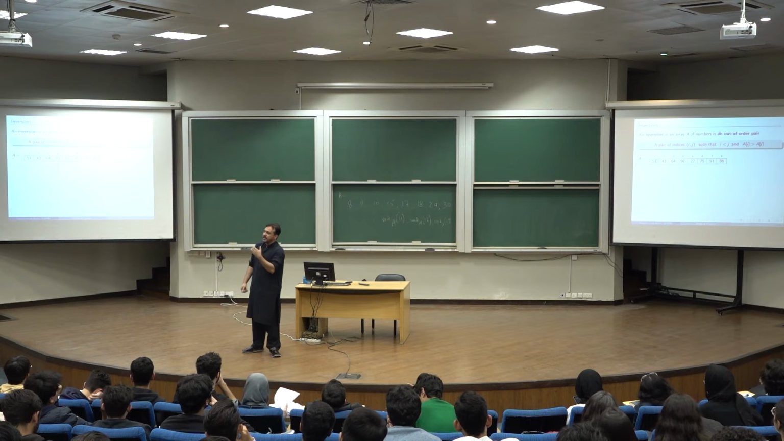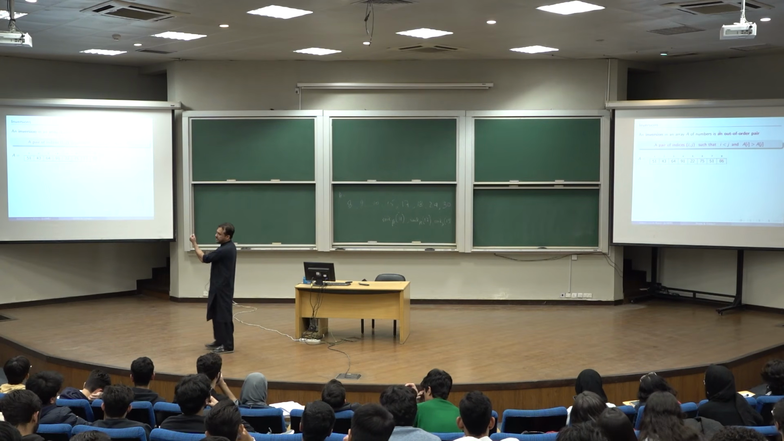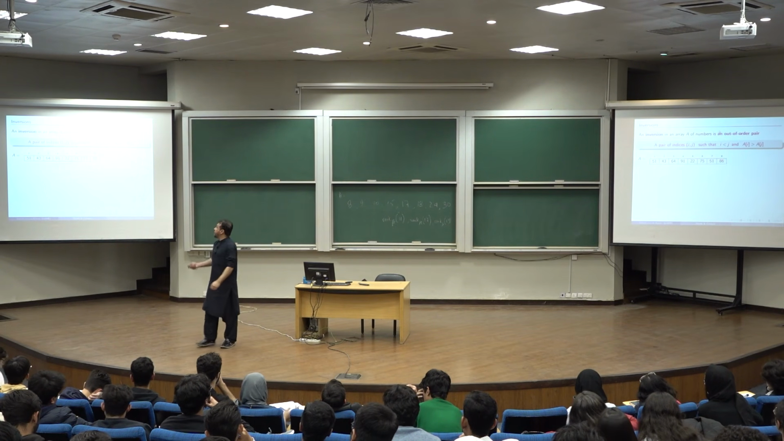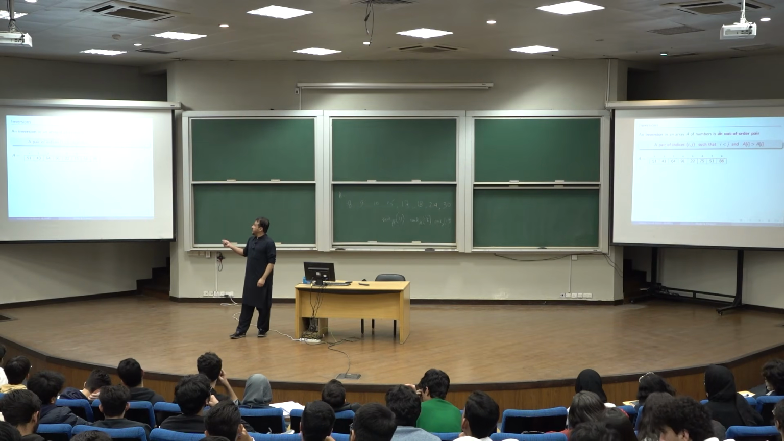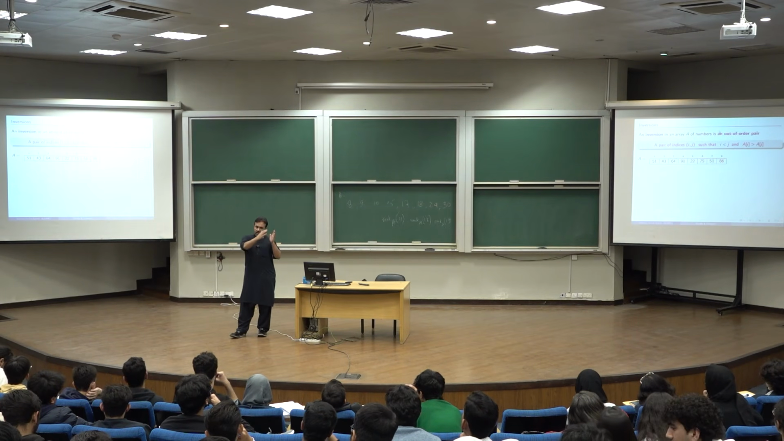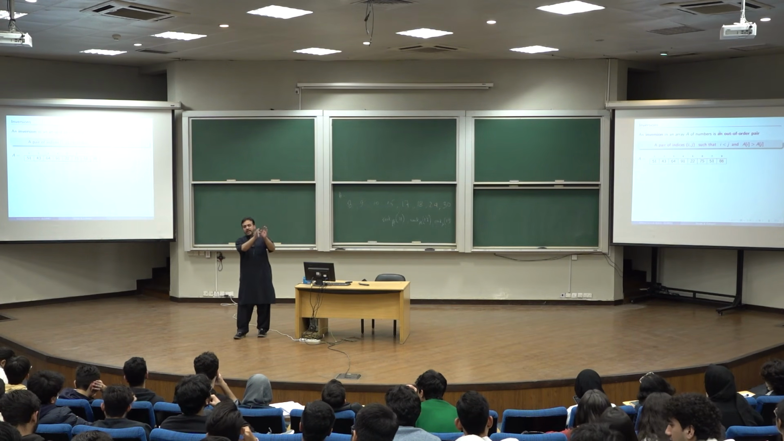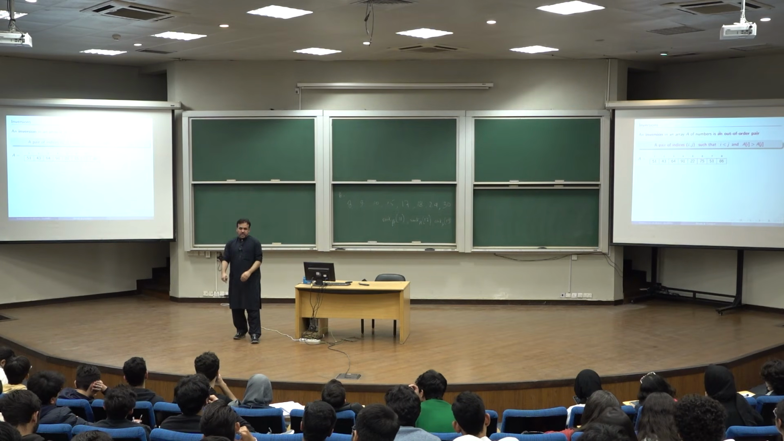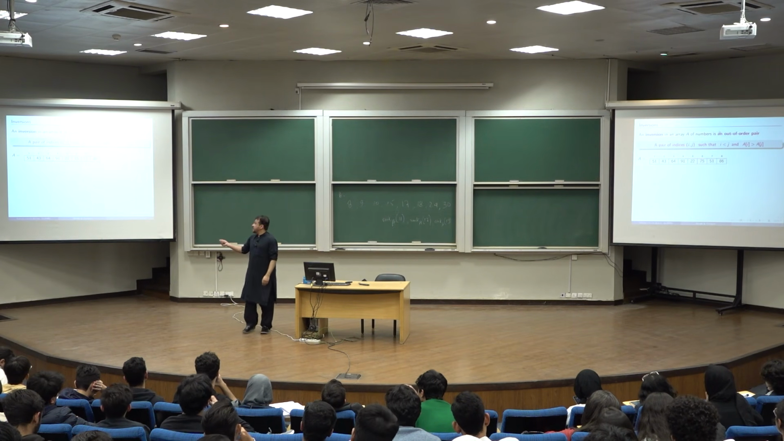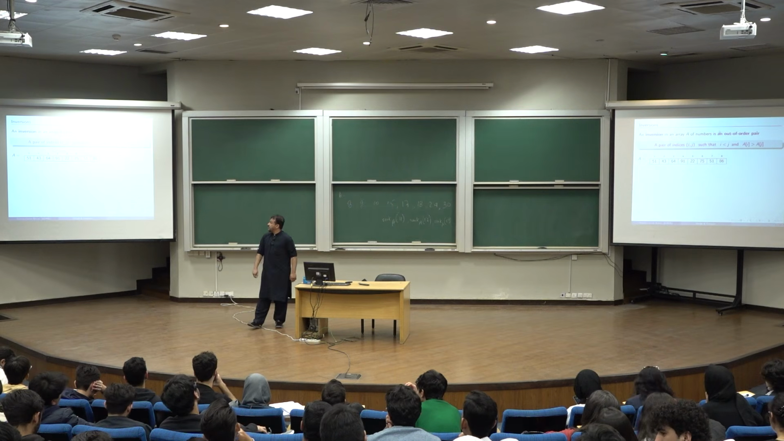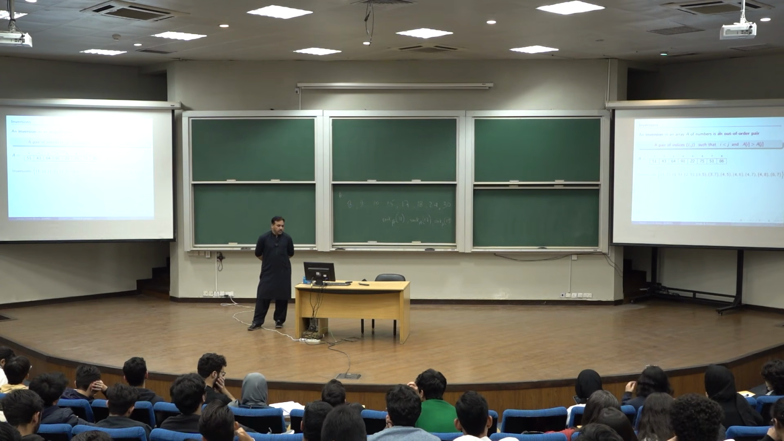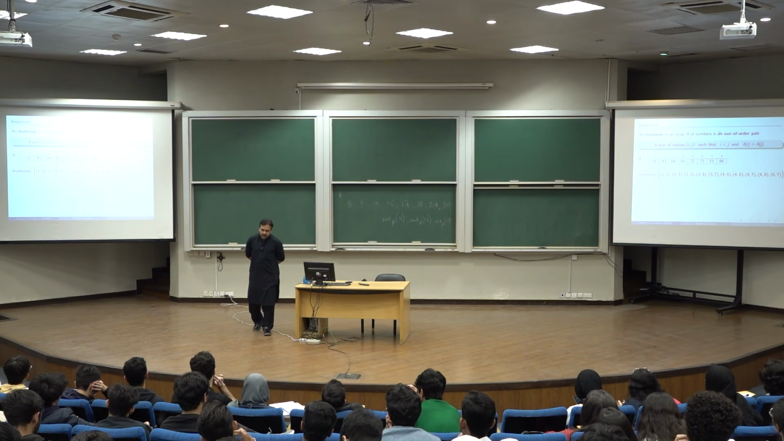The number at the left index is bigger than the number at the right index. Okay, so an inversion is a pair of indices i, j, such that i is to the left of j and the number at i is bigger than the number at j. So in this array of 8 elements, I'm going to give you all the inversions.